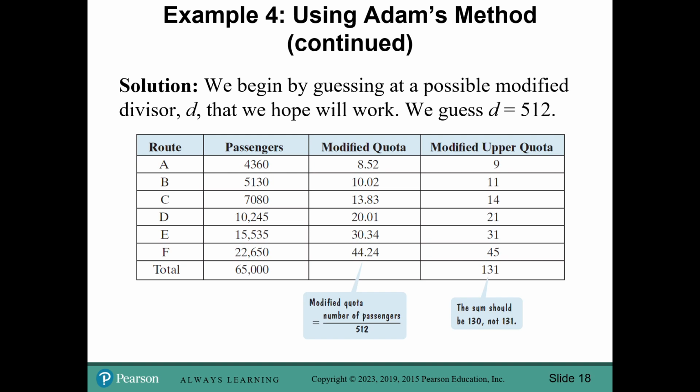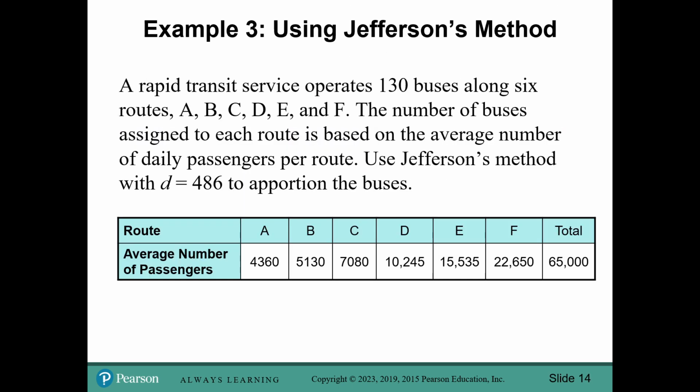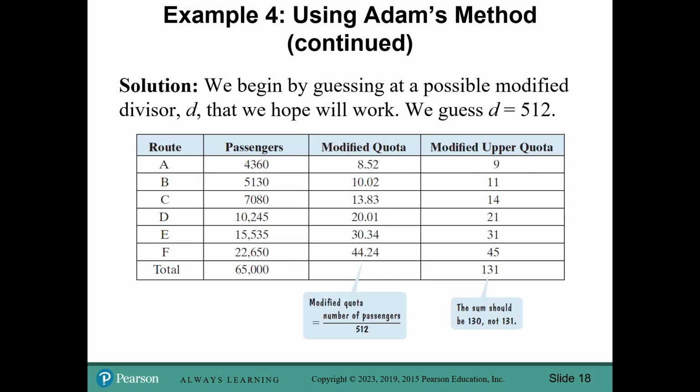We're going to guess for this one about 512, okay? So originally we were going for the lower quota with Jefferson's method, and we used 486, but we want to go for the upper quota here and have it work, so we've got to go a little bit bigger on the divisor D. So I'm going to guess and start out with 512, okay? Then we're going to find this modified quota by dividing the number of passengers by this 512 that we kind of just guessed at. Okay, so we're doing 4,360 divided by 512 gives us 8.52. The 5,130 divided by 512 gives us the 10.02, and so on through the list.